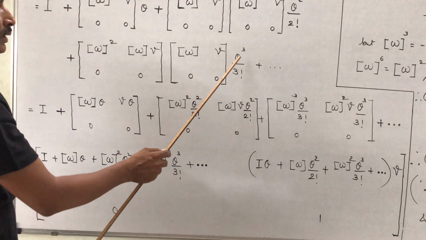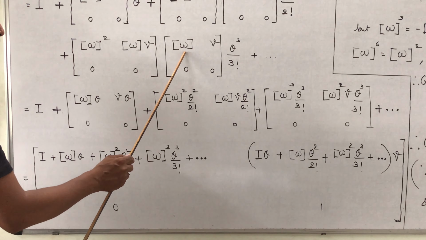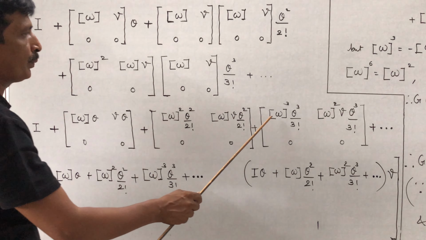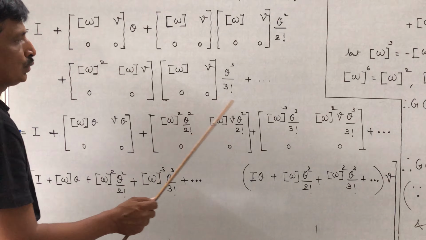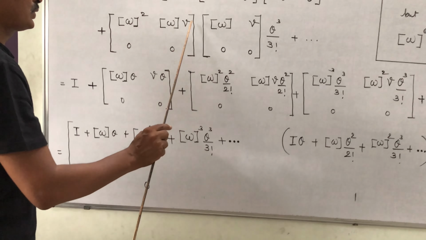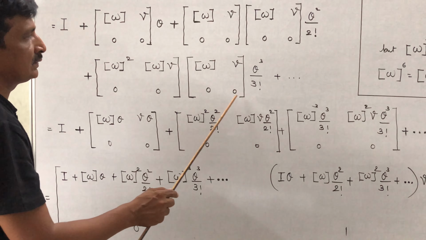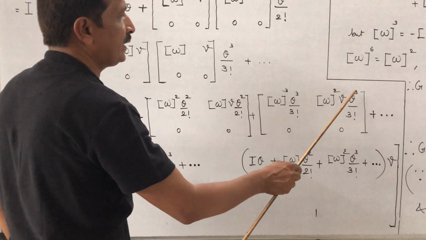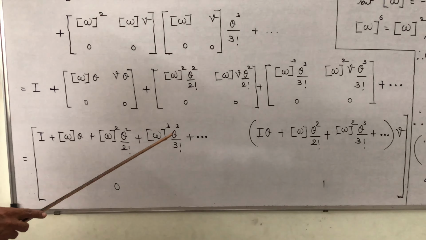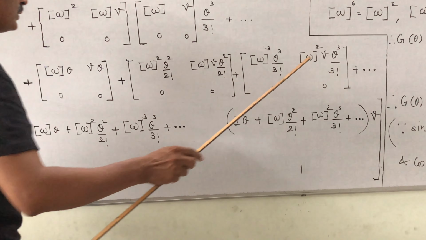Then for the cube, theta cube by 3 factorial, we are multiplying this. So multiplying omega square into omega, so omega cube, this into 0. So this one is the theta cube by 3 factorial. Then first row, second column: omega square v, 0. So omega square v theta cube by 3 factorial, plus and so on. Observe this term: I plus this plus this plus this, infinite terms.